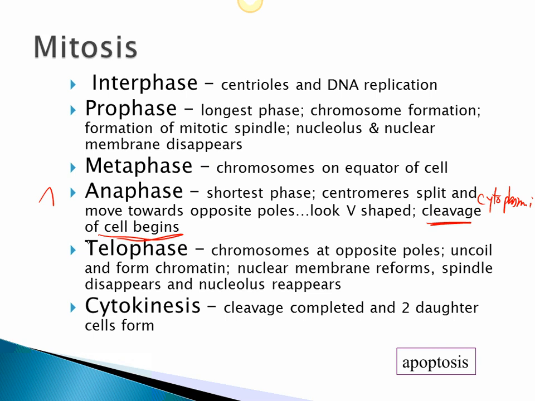Telophase is when the chromosomes have moved to the opposite ends. They uncoil, they again become thread-like and form chromatin, the nuclear membrane forms, the spindle disappears, the nucleolus appears, and cytokinesis is also completed at that time, and you get two identical daughter cells.